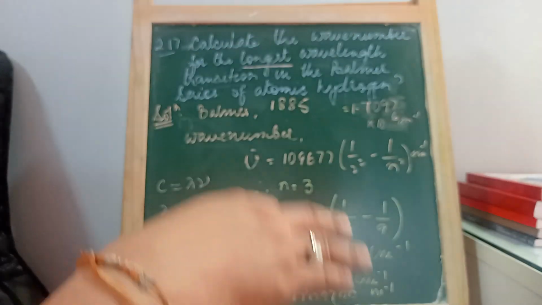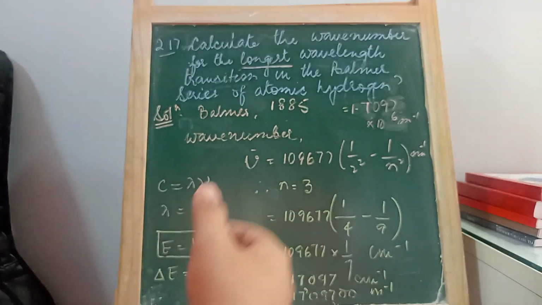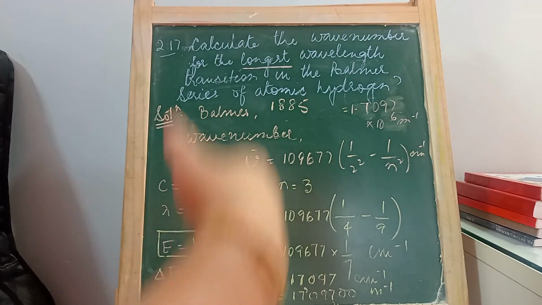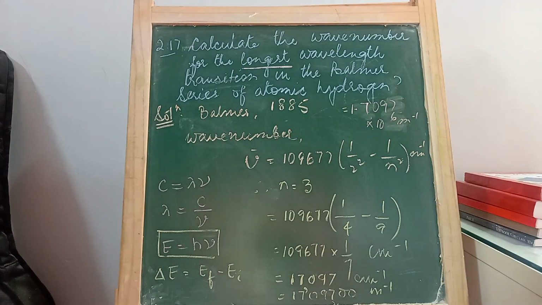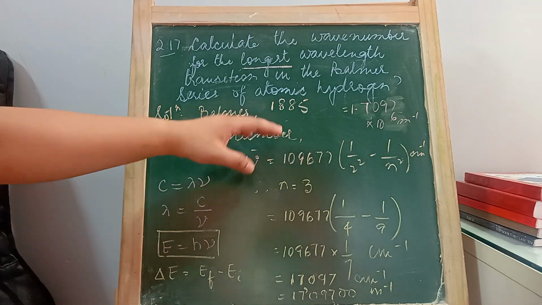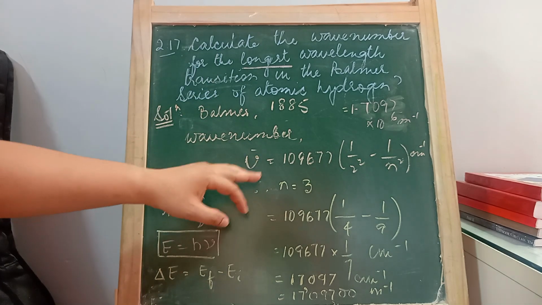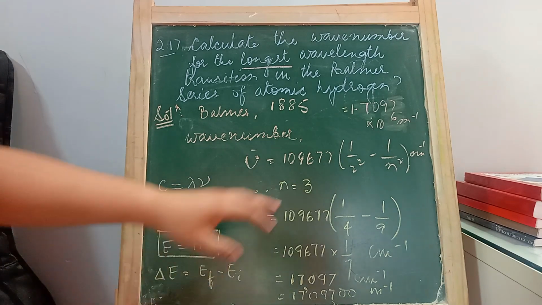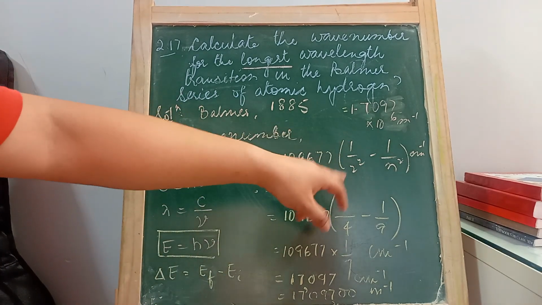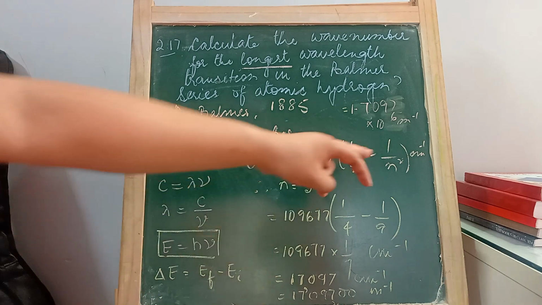Or an absorption spectra is formed when an electron jumps from a lower orbit to a higher orbit, which is from lower energy to higher energy. Right. So in 1885, the Balmer series was named after the scientist who discovered it. According to it, the simple formula for wave number is 109677 multiplied by (1 by 2 square minus 1 by n square) per centimeter.